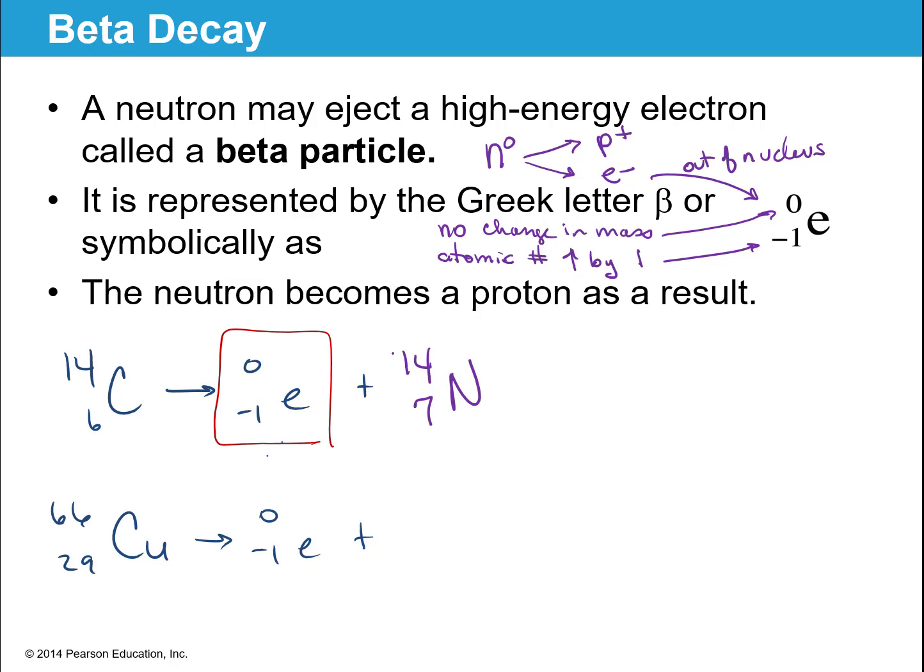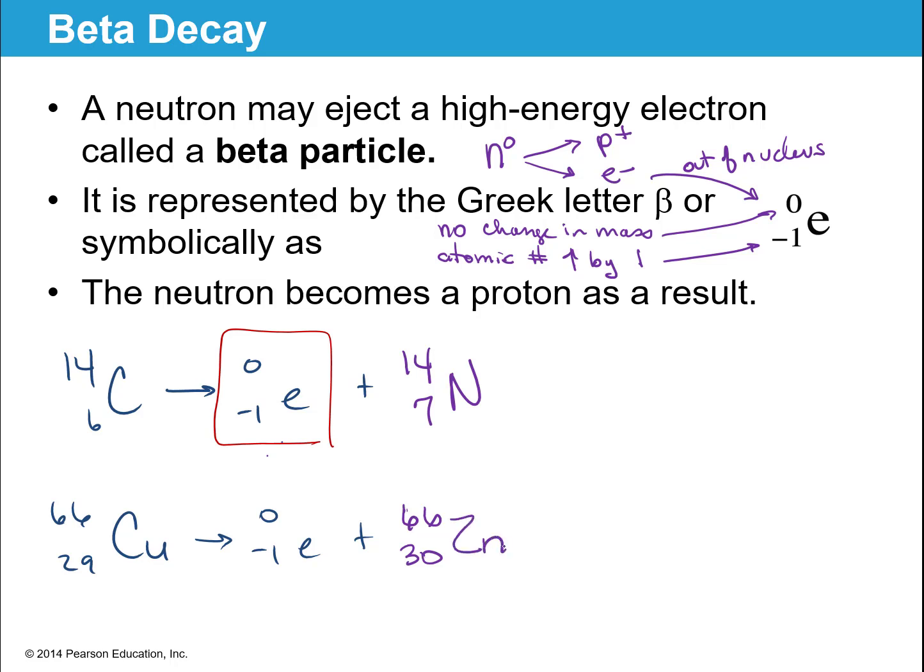Okay, so let's try the last one. The last one's copper, Cu, 66. If it undergoes beta decay, what does it make? What's the new mass? Doesn't change, right? And then the atomic number becomes 30. So now it's not copper, now it's what?